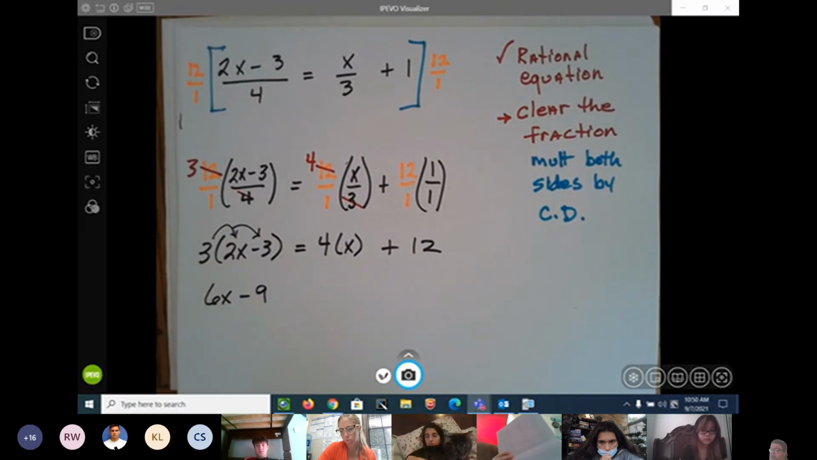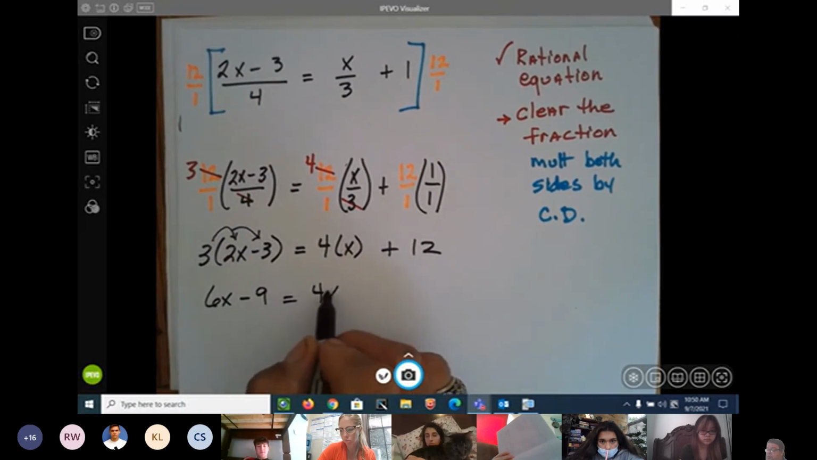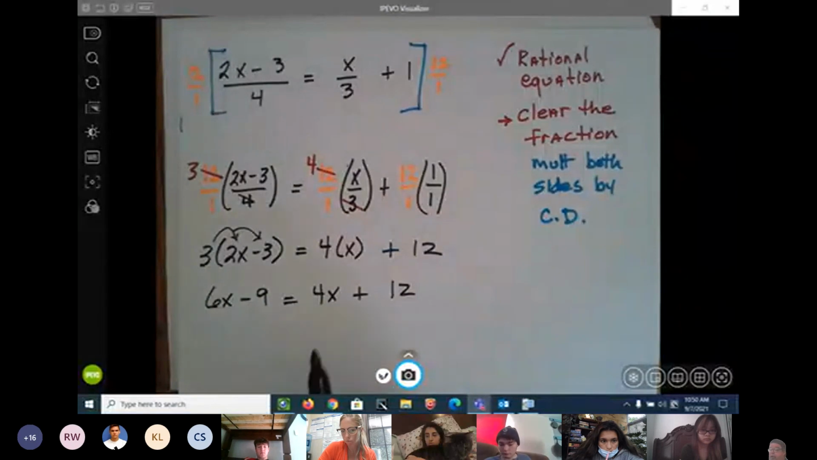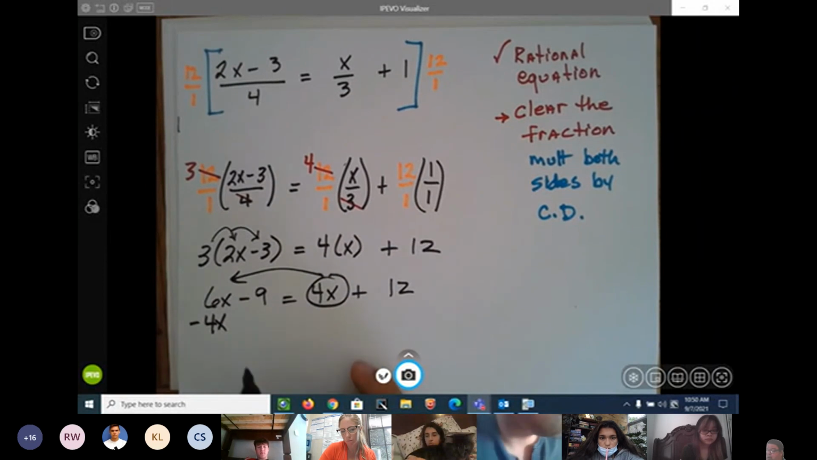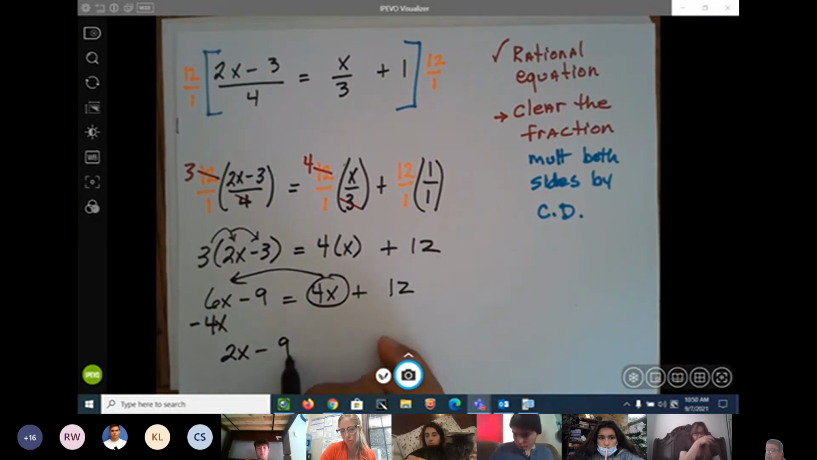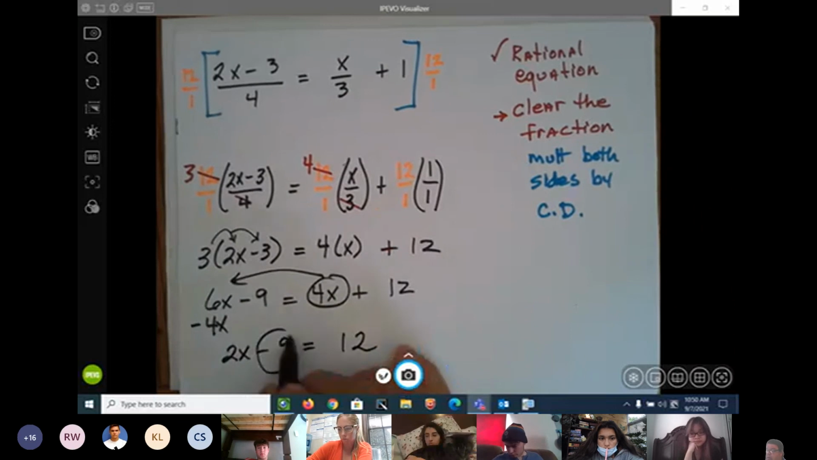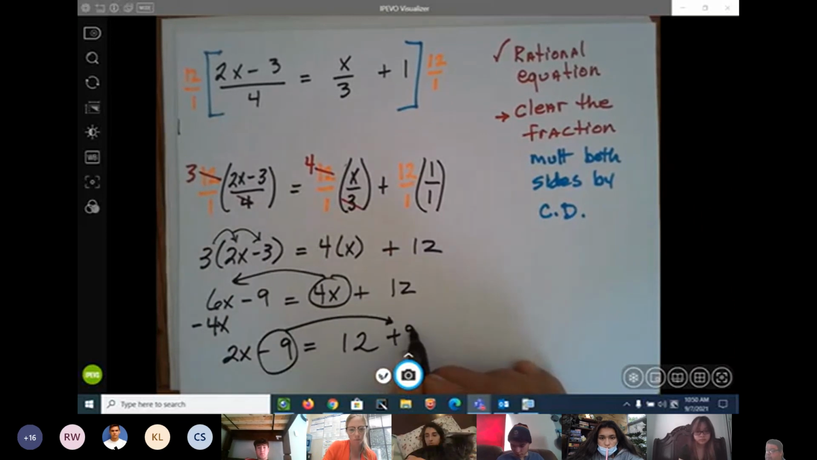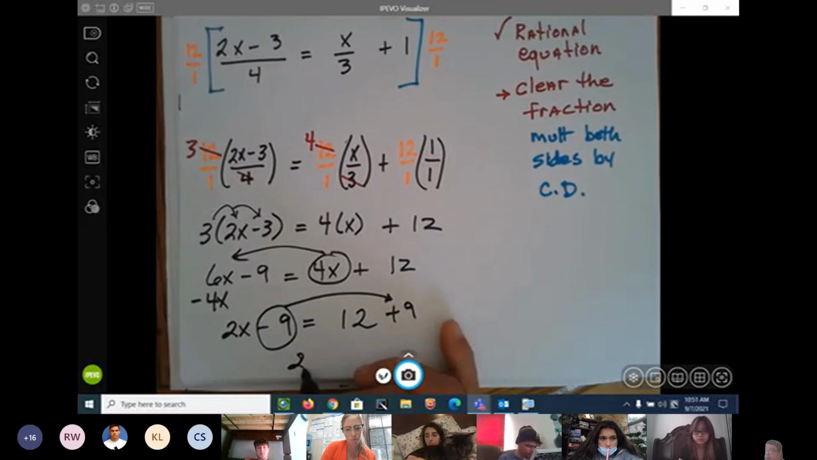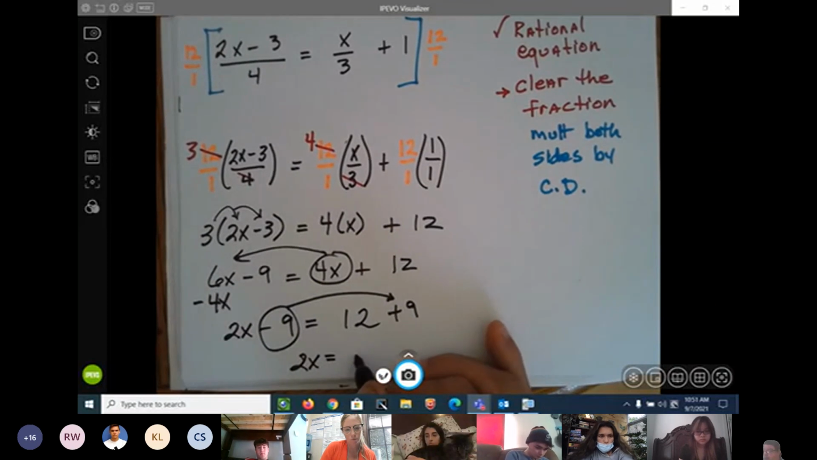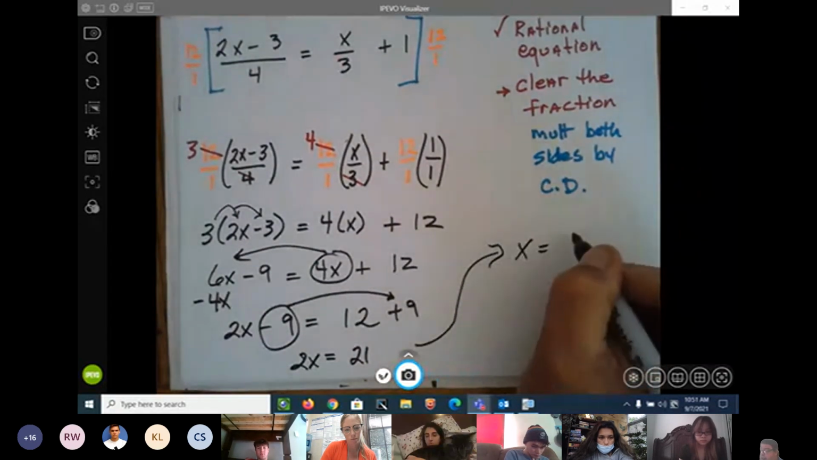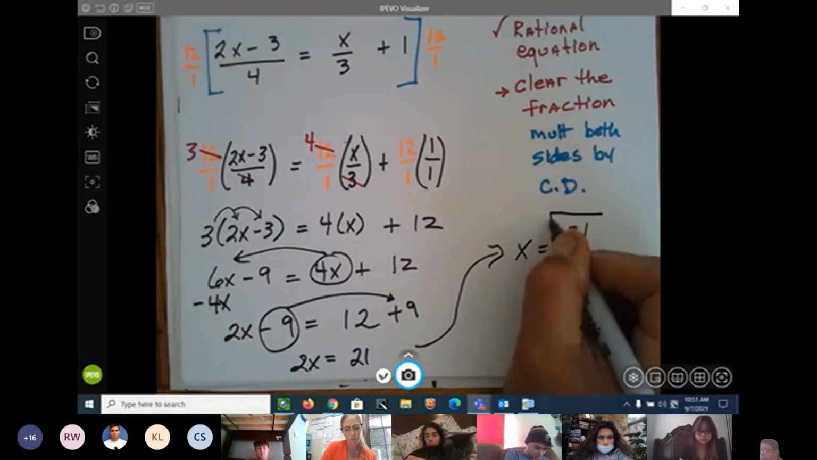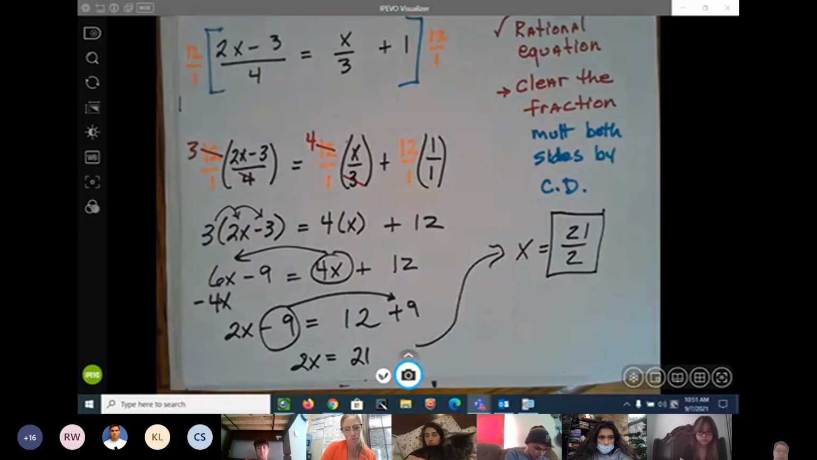6x minus 9 equals 4x plus 12. You always want to keep the variable positive, so I'm going to pull the 4x over here. 2x minus 9 is equal to 12. Bring the 9 across the river. 2x is equal to what? 21. And x is equal to 21 halves. And that is a rational equation.